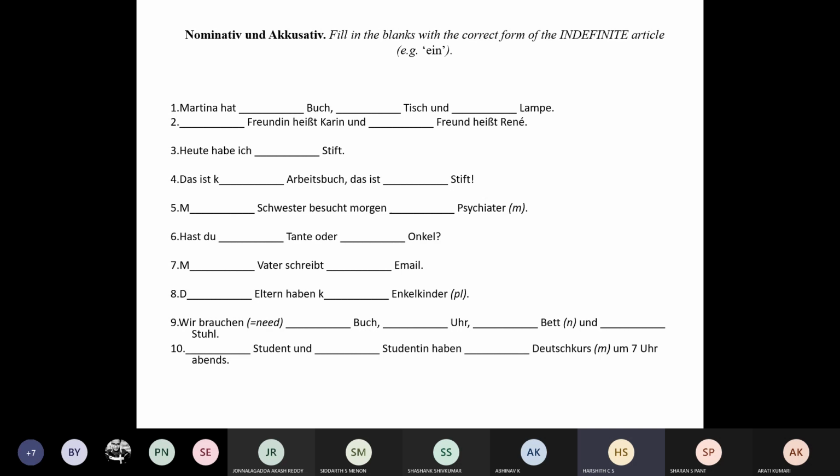Why meinen? Mein Freund heißt René. In this sentence, there is no object. As you remember, if you say meine Freundin heißt Karin, in this sentence, you have meine Freundin as nominative, and Karin is complementary to Freundin. So Karin is also nominative. So two nominatives, and in the full sentence you have four nominative cases. Meine Freundin heißt Karin und mein Freund heißt René. So no accusative at all. Okay, let's move to the next one.